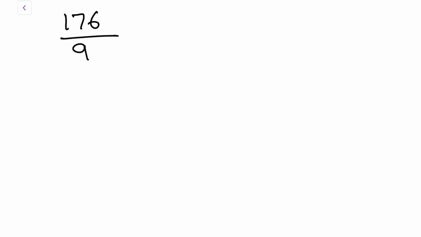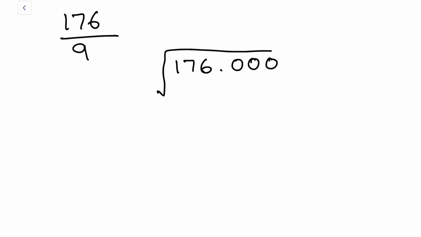176 by 9. All right, so the first step, I'm going to write the dividend as a decimal number up to 3 decimal places. So 176.000. All right, this has to be your first step, and then the second step is you do the division. Divided by 9. What is it?